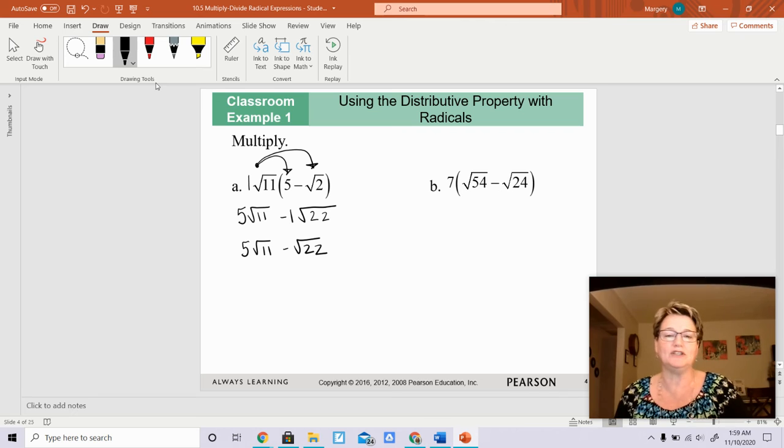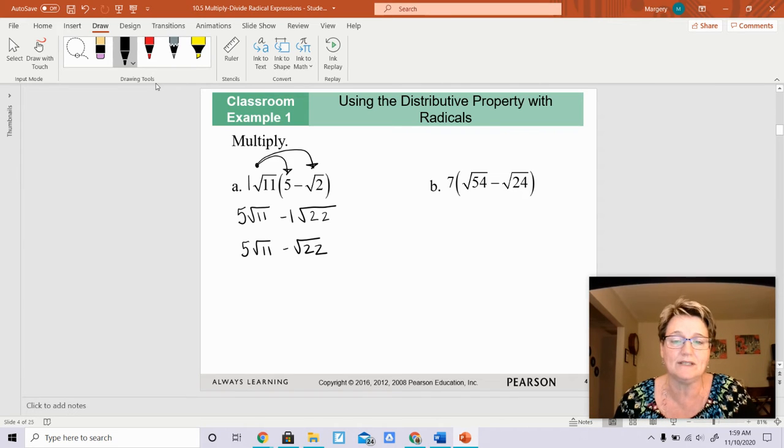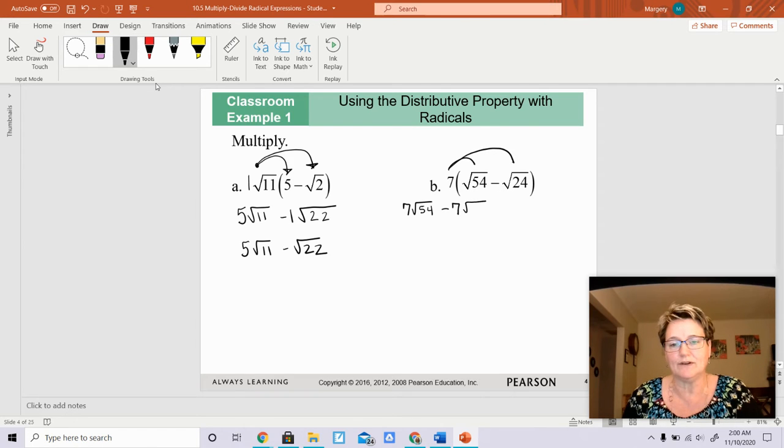You have two options. You could go ahead and just multiply them together right now if you want to, or you can simplify the radical first and then distribute. It does not matter which one you do. I'm just going to go ahead and distribute it. So this is going to be 7 square roots of 54, and then 7 times a negative square root of 24. I know personally that I can simplify both of these.